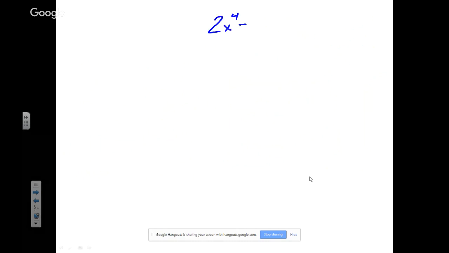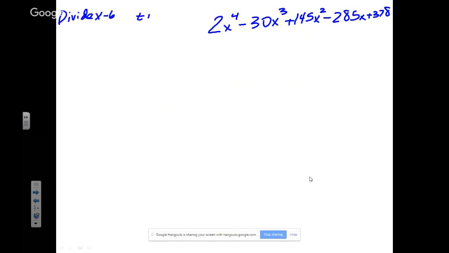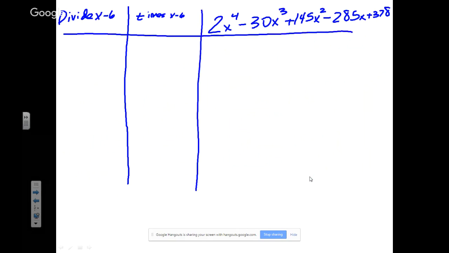2x to the 4th. 30x to the 3rd. Say again, I can't hear you. Okay? So that's what I want to divide. And what did I say was it, x plus 6? x minus 6. So I'm dividing x minus 6. So then I write times x minus 6. Make my 3 box columns. And now we do this one.